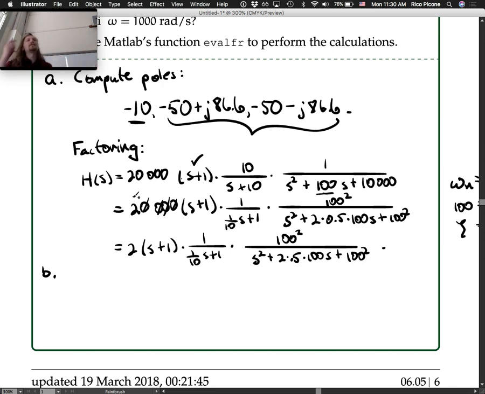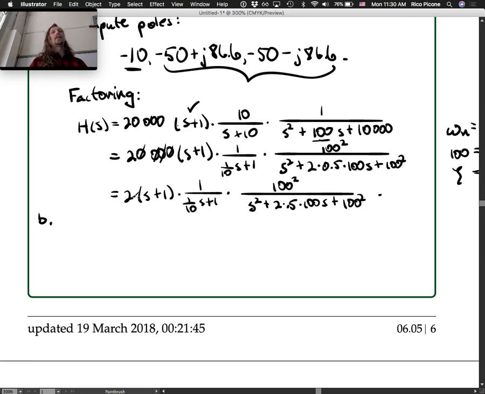Okay, so we have this thing. It's all factored, right? Well, actually, we're not even ready for B. We haven't even sketched it yet. But we're finally ready to sketch it. We went through this long process, but I wanted to go through it in detail.